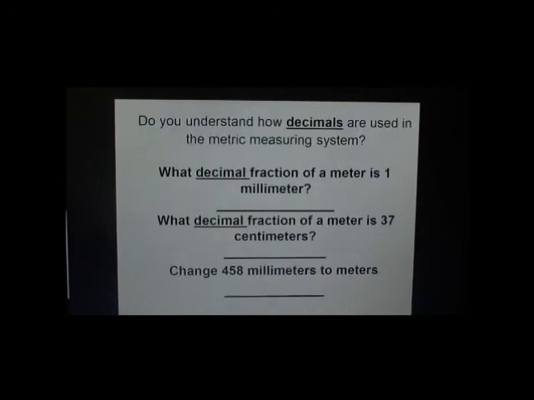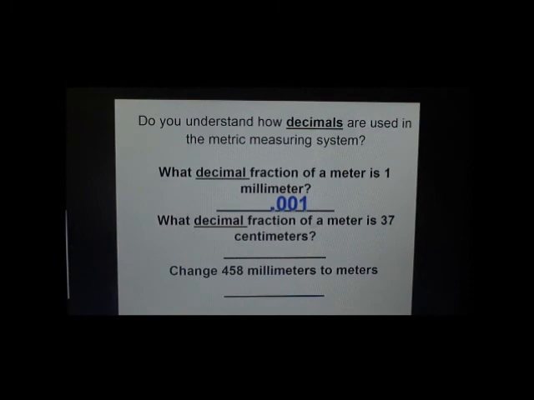Okay, just a little check, and I know that if you haven't had much experience with the metric system and measuring with a meter stick, you may have a little bit of difficulty with this still, but just a little bit of a reminder and a review. Okay, what decimal fraction of a meter is 1 millimeter? Remember there were 1,000? So 1 would be 1 thousandth, and that's how we'd write it as a decimal fraction.